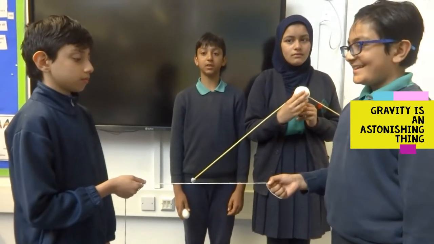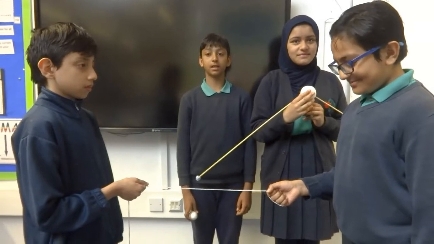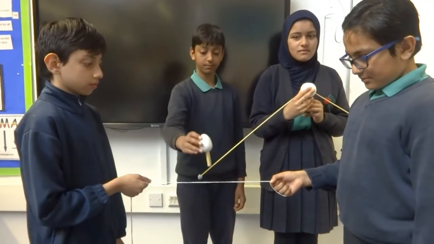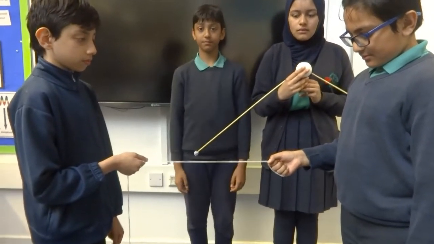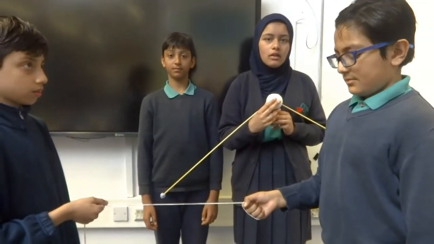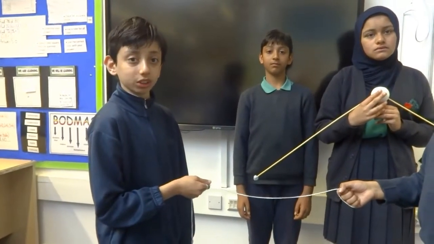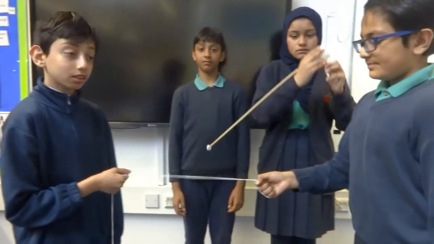Gravity is an astonishing thing. I will try to balance this ball on the stick upon this string. As you can see, there is no way for it to remain balanced. It always falls off. However, what if we try the same ball and string but this time add two sticks with equal weights on the end?